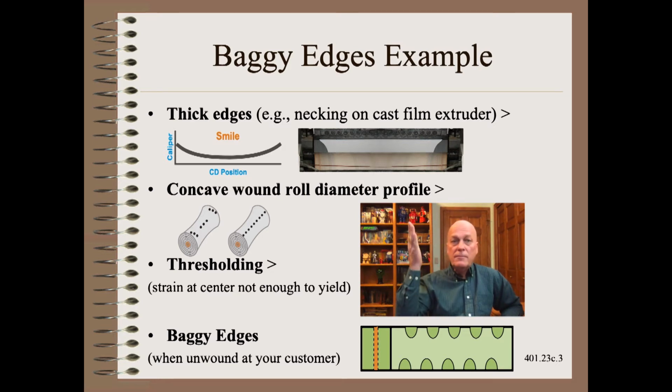So, what is in common with each of the four steps in this mechanics progression? Simple. It is smile-shaped profile, smile-shaped necking, smile-shaped thickness, smile-shaped wound roll diameter, and finally, smile-shaped baggy edges.